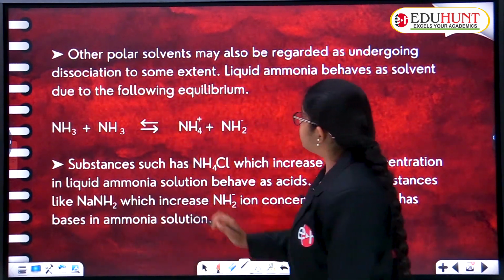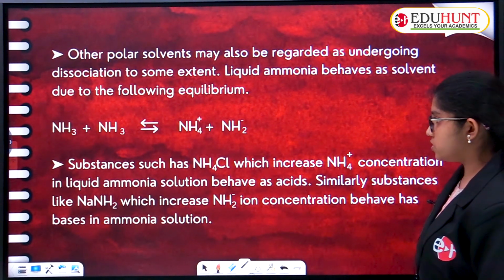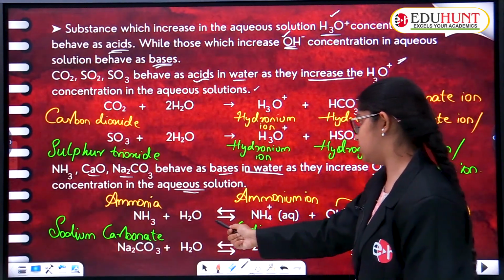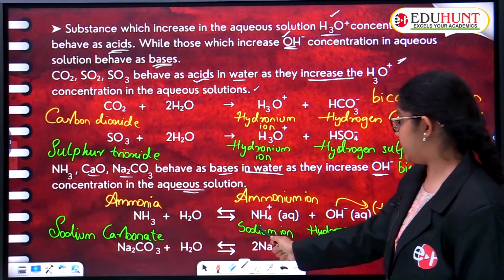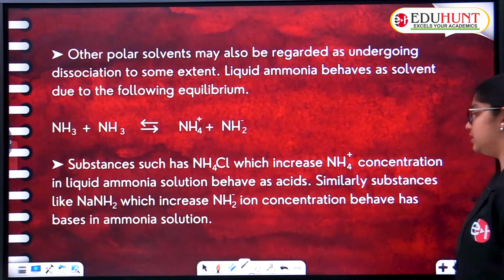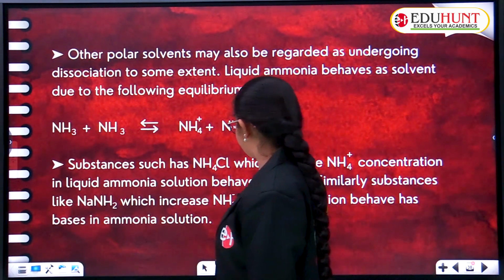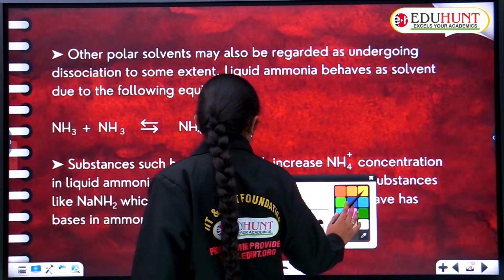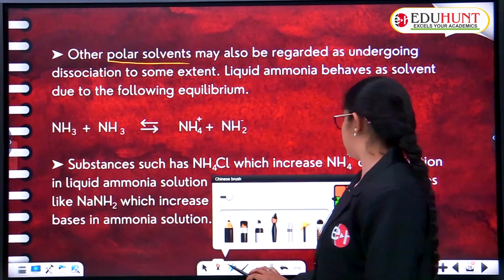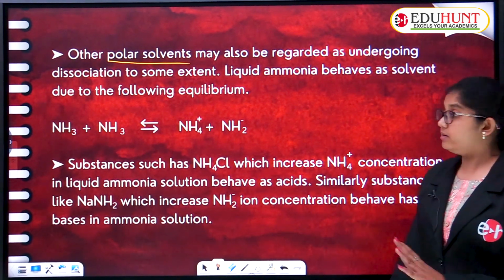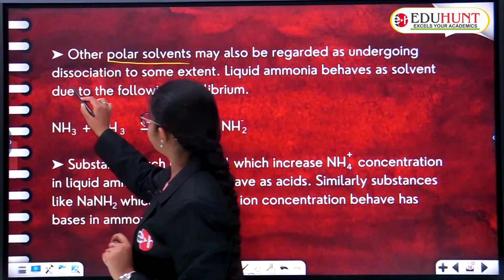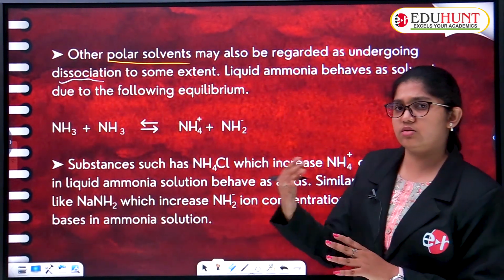Other polar solvents may also be regarded as undergoing dissociation to some extent. So we included here NH3 plus H2O giving rise to ammonium ion in aqueous solution, and plus OH minus, the hydroxyl ion. And here what is that telling? They are telling that other polar solvents may also be regarded as undergoing dissociation to some extent.